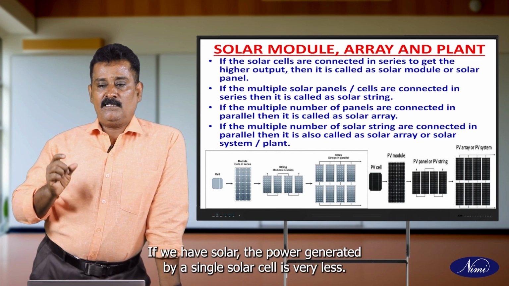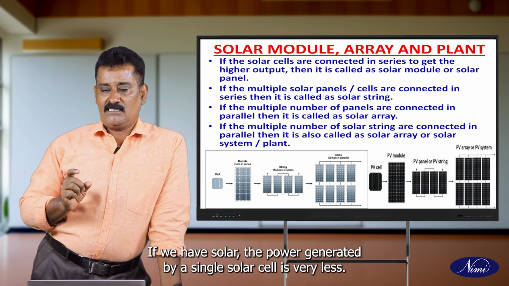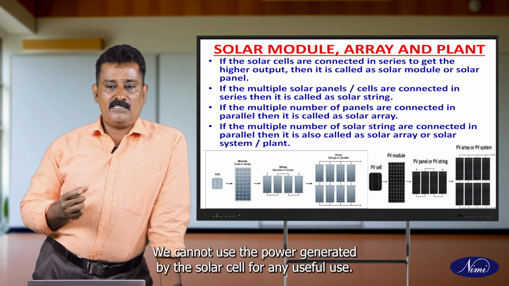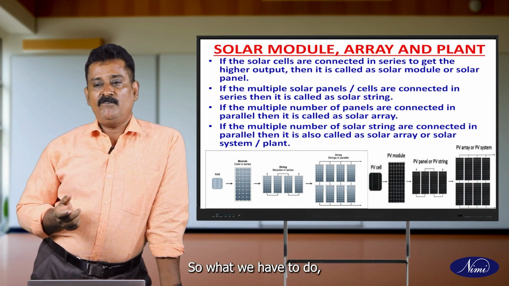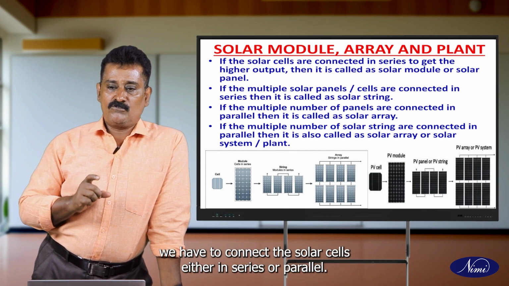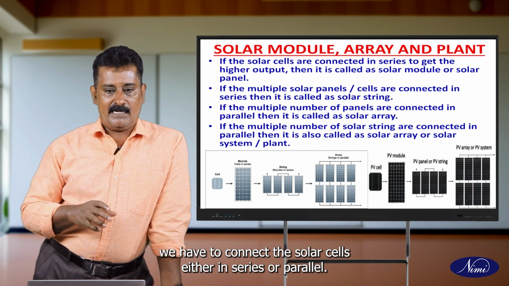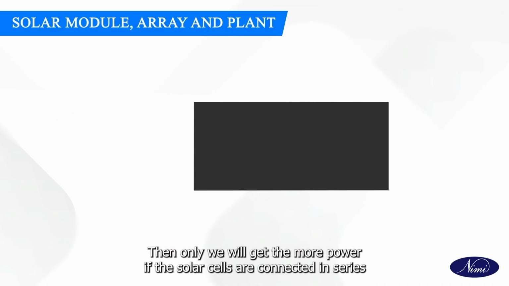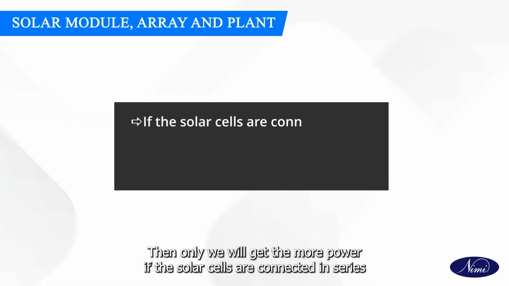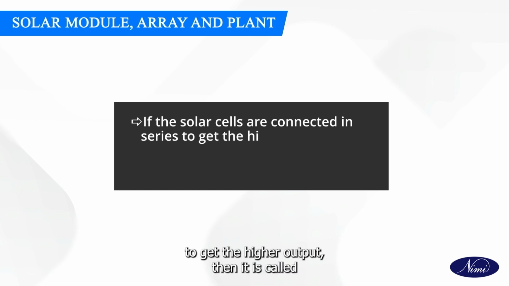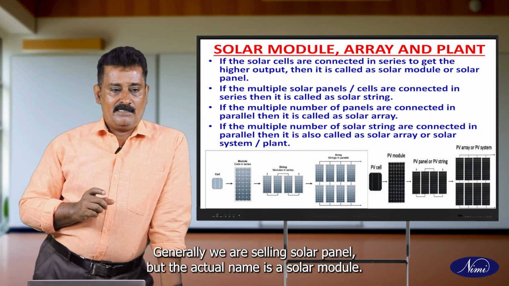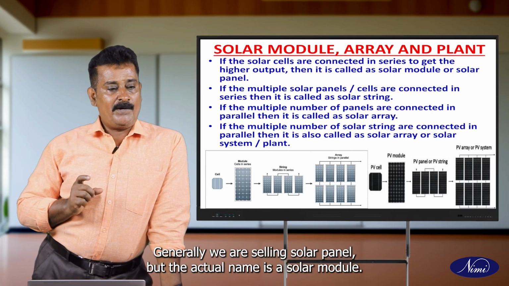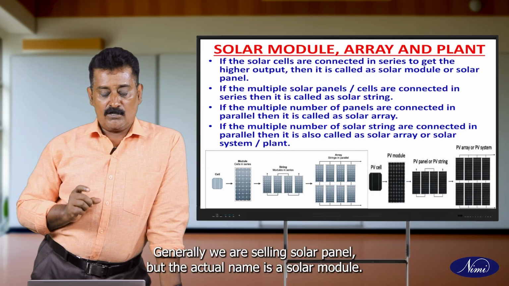If the power generated by a single solar cell is very little, we cannot use it for any useful purpose. So, what do we have to do? We have to connect the solar cells either in series or parallel, then only we will get more power. If the solar cells are connected in series to get a higher output, then it is called a solar module or solar panel. Generally, we sell it as a solar panel, but the actual name is solar module.